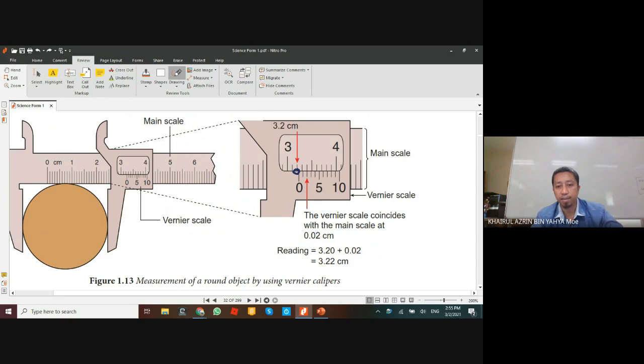Or you can do it like this. This one, less than 0, is 3.2. Let me write it here, 3.2. And then here it shows 2, so you write 2 at the back. So you answer 3.22, like that.